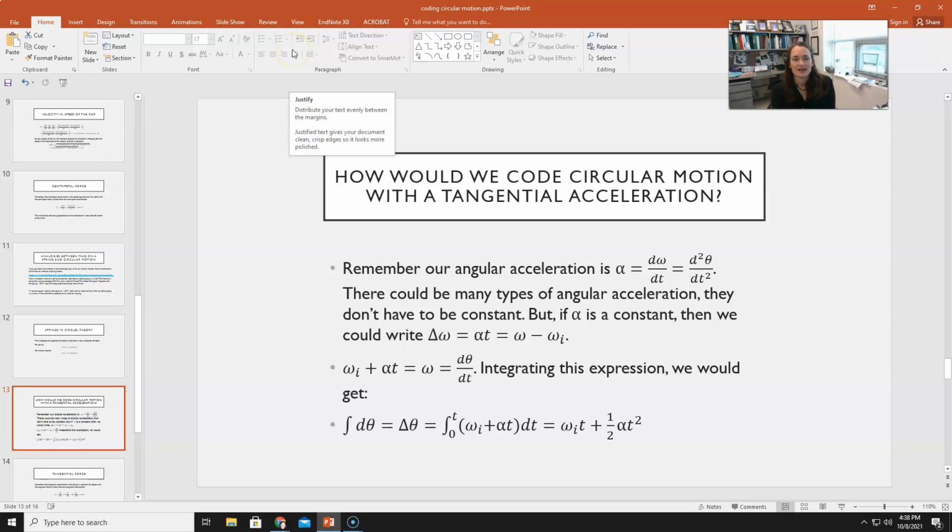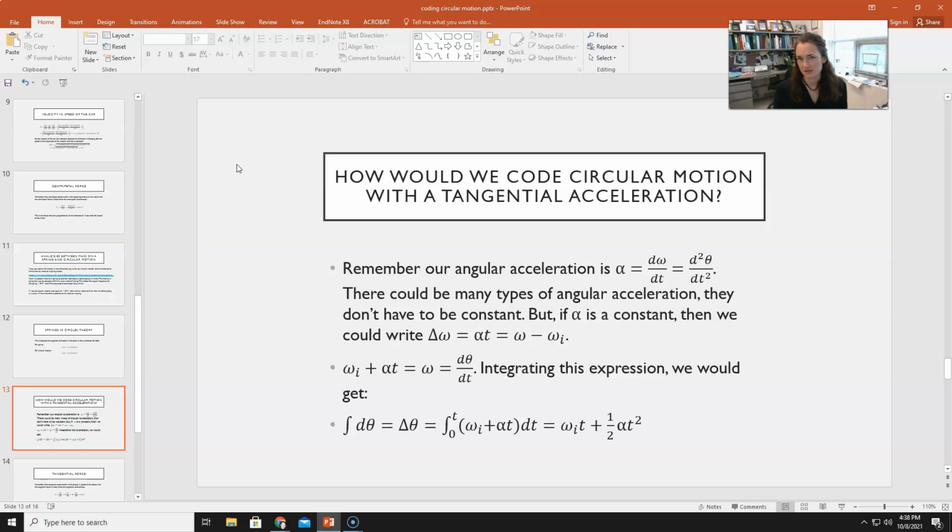All right, so let's now talk about what we would do with circular motion that has a tangential acceleration. So what are we going to do if we speed this sucker up or slow it down? Okay, so for today, what I'd like to do is talk about a constant angular acceleration, okay? Now we defined the angular acceleration in our last lecture as alpha is equal to d omega dt, okay? So that's also, by the way, since omega is d theta dt, alpha would also be equal to d squared theta dt squared.